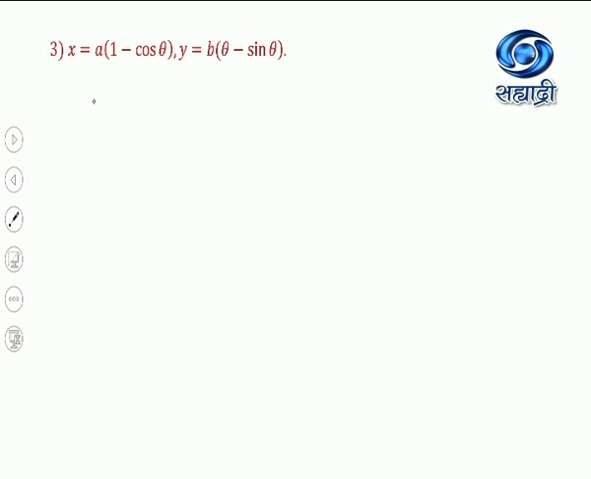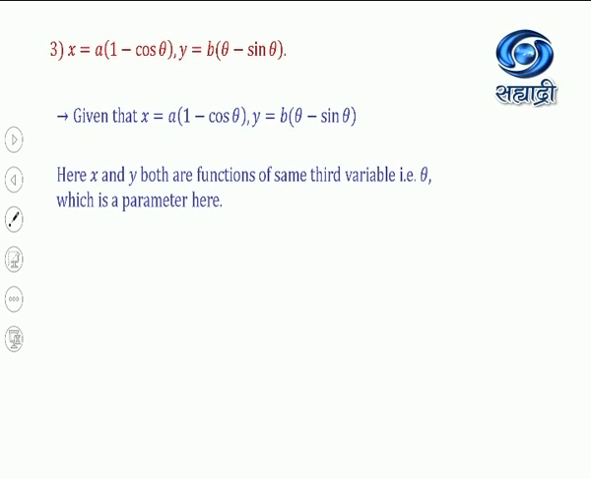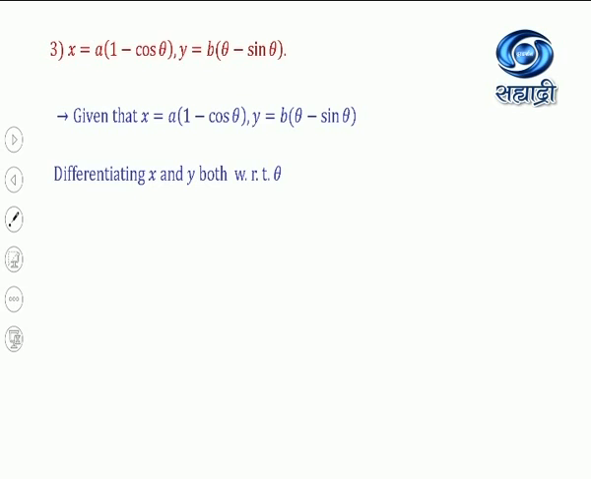x equal to a into 1 minus cos theta, y equal to b into theta minus sine theta. Now here theta is a parameter. We first write the given x and y in this way. Here we say that x and y both are functions of the same third variable theta, which is a parameter here. And now we differentiate both x and y with respect to theta.